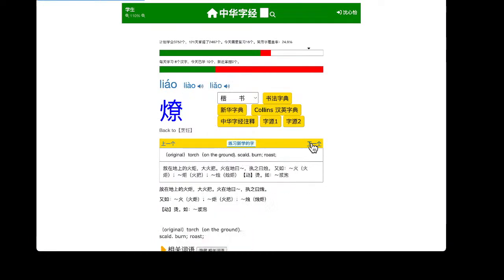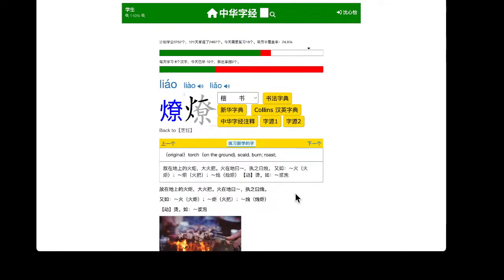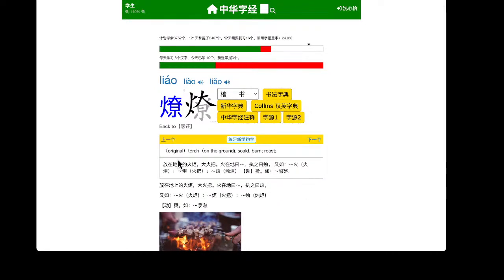Next one, liao. This one has three pronunciations. When you pronounce it differently, the meaning differs slightly. The first pronunciation is liao. The original meaning is a torch, a torch on the ground. In Chinese, a torch on the ground is called liao, and a torch in the hand is called 烛. That's the difference.